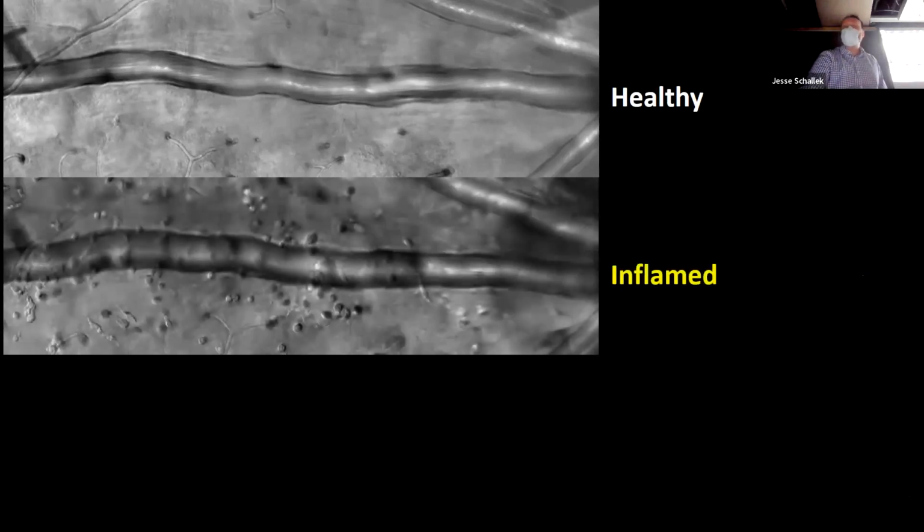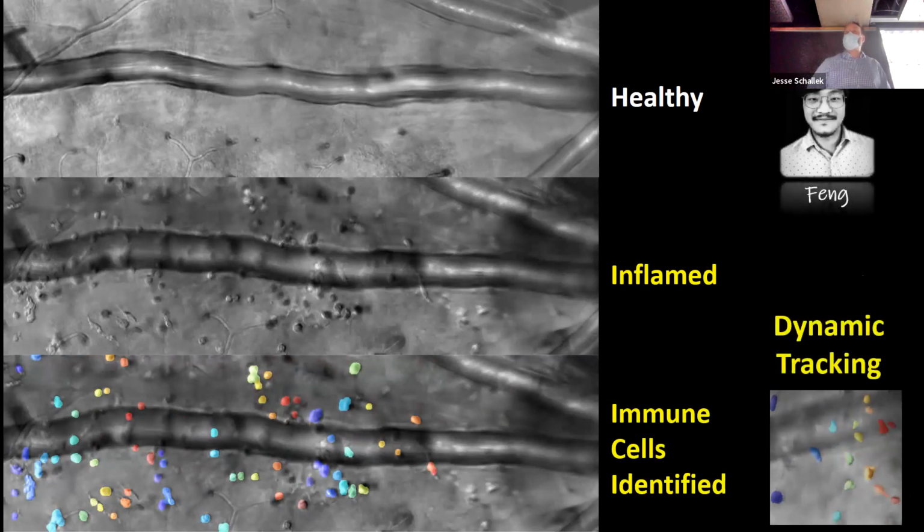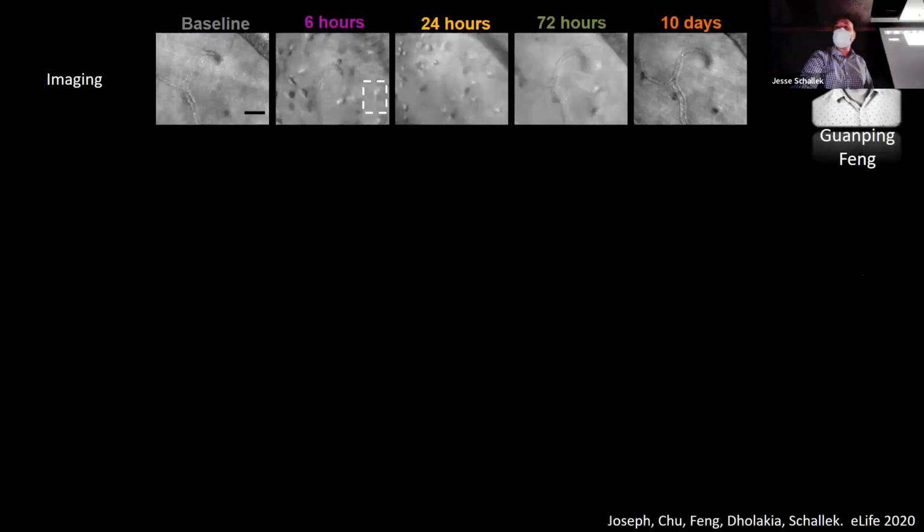We have to image these big vessels. We have to count the cells. This is work by Guangping Feng, a bioengineering student in my group, and not only image and count the cells, but also track their behavior. So he's developed a deep learning network, which is able to identify and track individual immune cells with instant segmentation and track their motility as a new biomarker of how inflamed the tissue is.